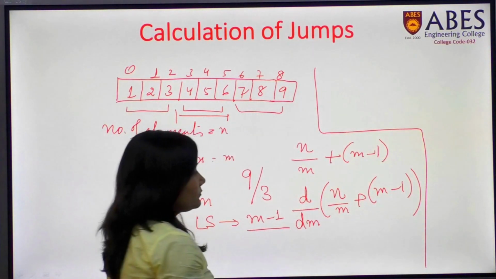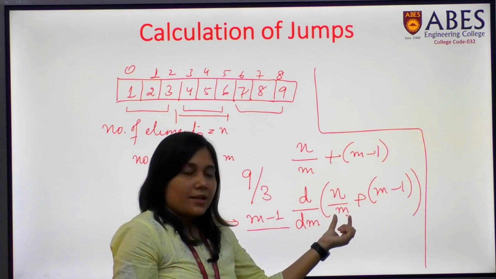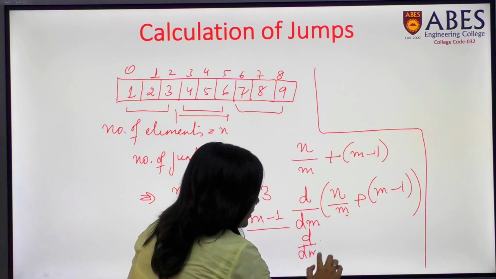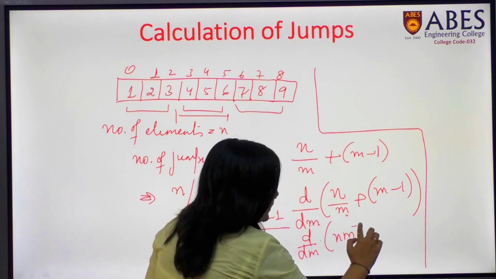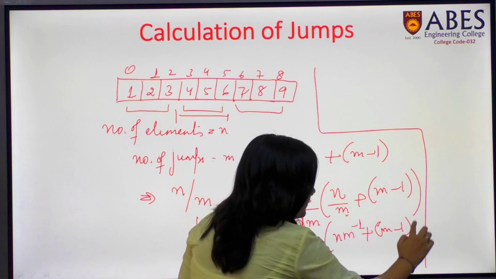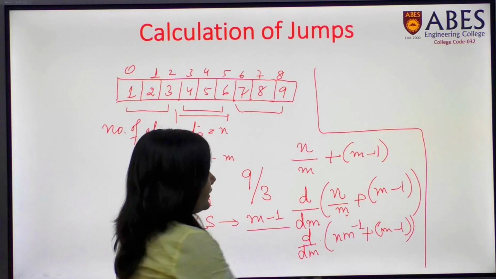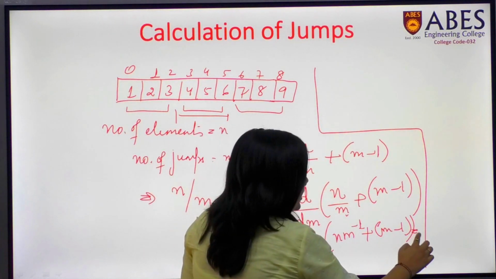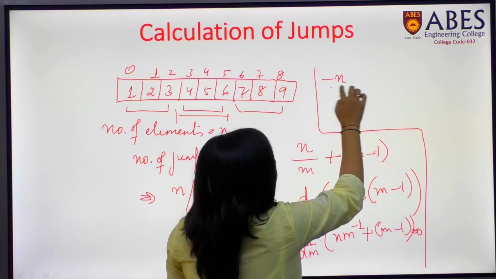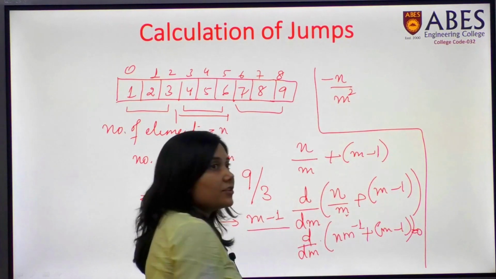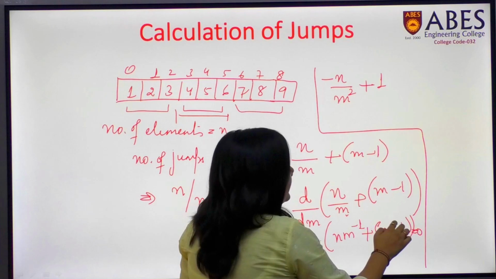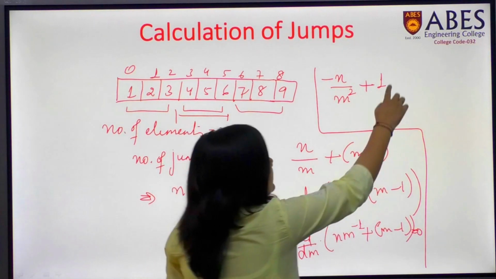If you see, this is m raised to the power. You all know how to do this. So d by dm, it will become n m minus 1 plus m minus 1 like this. So if you differentiate it like so, it will come and equals to 0. So it will be like this, minus n upon m square. Differentiation everybody knows, right? This is 1, minus 1 will become 0 because this is a constant term, is equal to 0.